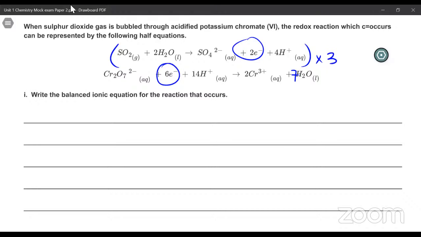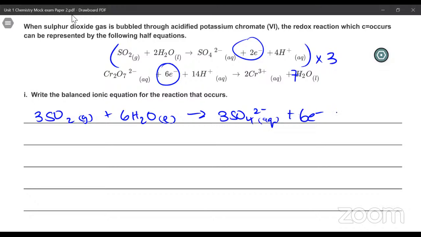So 3 SO2 gas plus 3 times 2 is 6 H2O liquid gives you 3 SO4 2- aqueous, plus 2 times 3 is 6 electrons, and 3 times 4 is 12 H+ ions. I didn't do any multiplication for the bottom half because it's already 6. So I'm just going to write back everything.